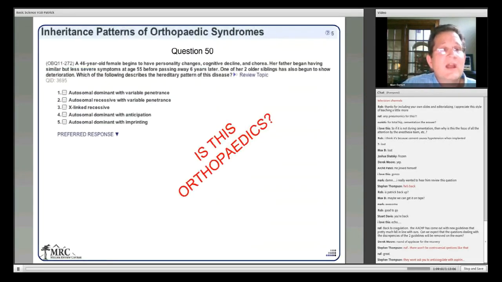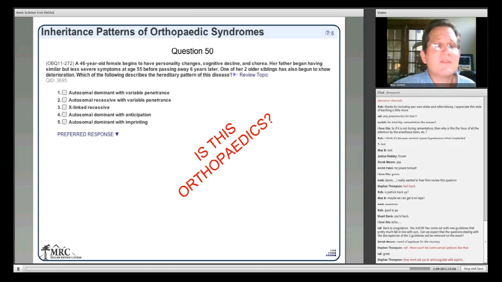We're going to go to inheritance patterns, and the question reads: a 46-year-old female begins to have personality changes, cognitive decline, and chorea. Her father began having similar but less severe symptoms at age 55 when he was older, before passing away 6 years later. One of her two older siblings has also begun to show deterioration.